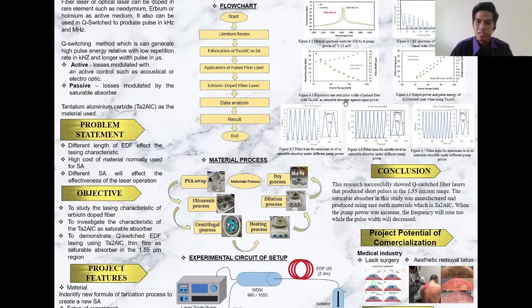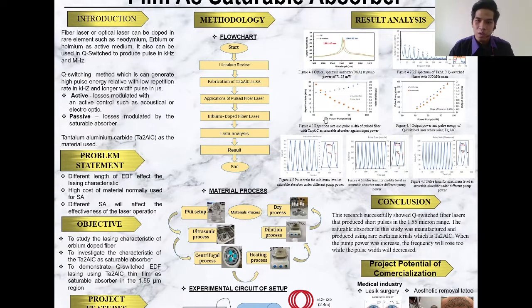So for the repetition rate and pulse width of the fiber laser with tantalum aluminium carbide against input power, when the pump power is increased, the repetition rate increases too, but the pulse width decreases along with the increase of pump power. Output power and pulse energy will increase together when the pump power increases too.